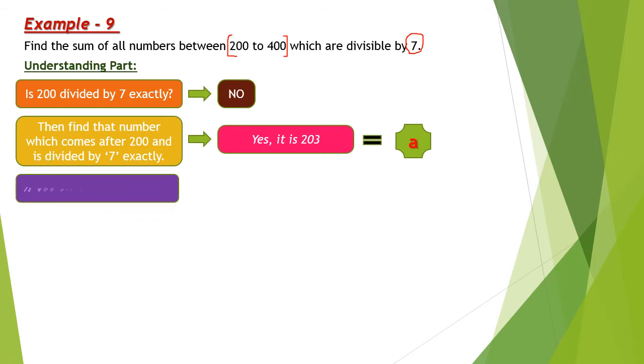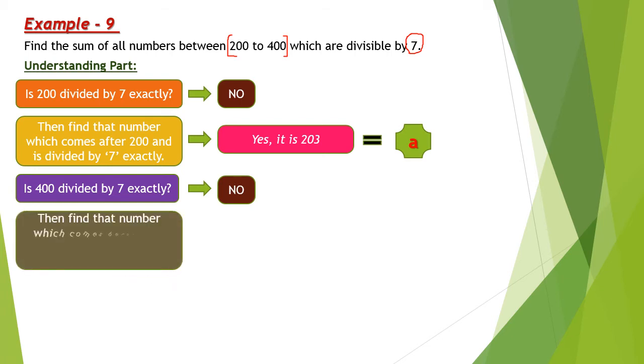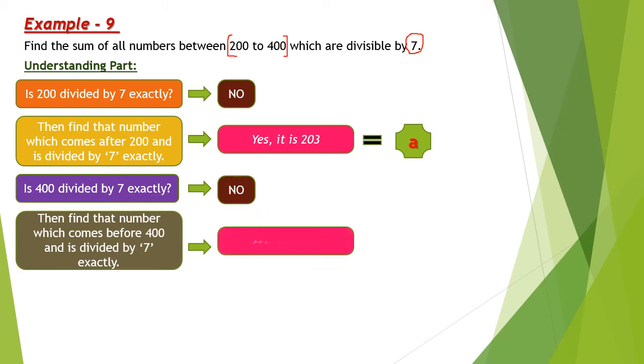Now again, is 400 exactly divisible by 7? Check with the help of your calculator and your answer must be no. It is not exactly divisible by 7. Then what we have to do is find the number which comes before 400. Before 400 means 399, 398. Let's check. 400 is not exactly divisible, but 399, yes, 7 divides 399 exactly. So 399 will be our last term.